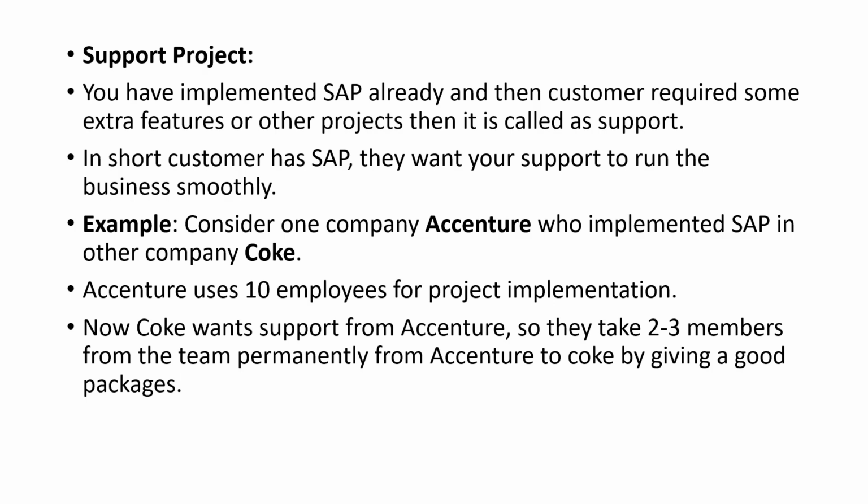So either Accenture will keep providing them support, or Coke will select a few of the team members, offer them a good salary, and bring them into their company. So Coke will take some employees from Accenture, paying them a good package, and this is called a support project. So they'll be working on a support project. So implementation, rollout and support.